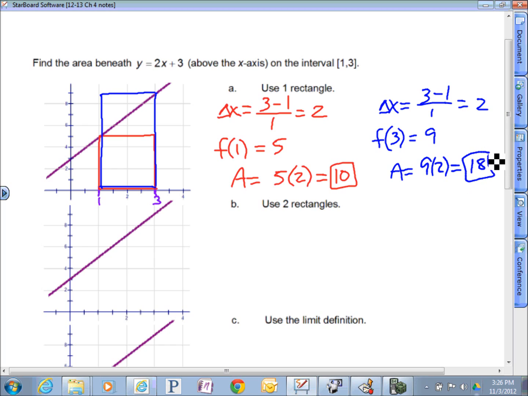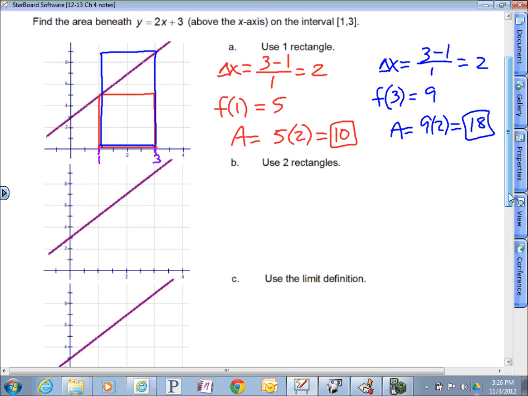Are either of these accurate? No. In fact, you've probably already figured out that if you average those two together, you'd have it exactly. And because we have a linear function, that will work. When we have any other kind of function, which is most of the time, it's not going to work so well. So there's one rectangle.